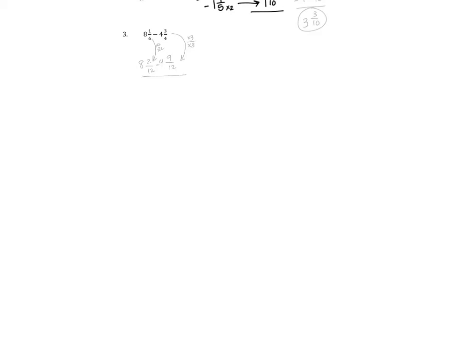And now I have the same issue that I had before when I'm trying to take 9/12 away from 2/12. There's just not enough to go around. So I'm going to rewrite my 8 and 2/12 as 7. I'm going to borrow a 1 whole, which is 12/12, from the 8, and add that to the 2/12 that I already had. So 12 plus 2 is 14/12, and then I have enough to subtract my 4 and 9/12. And so this becomes 3 and 5/12, and we are done.